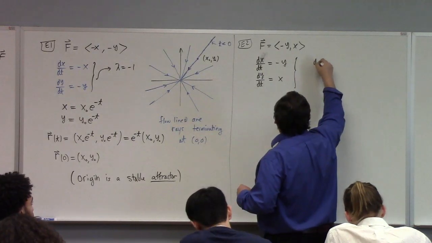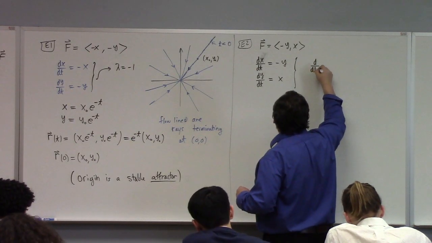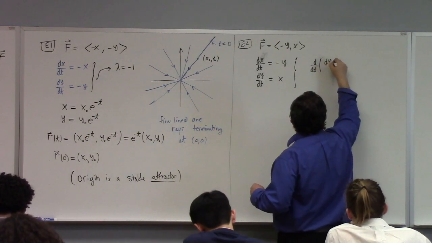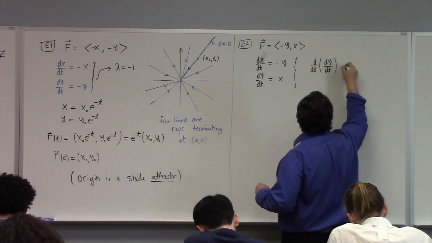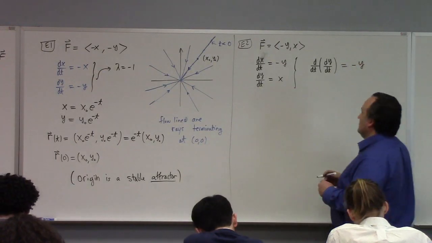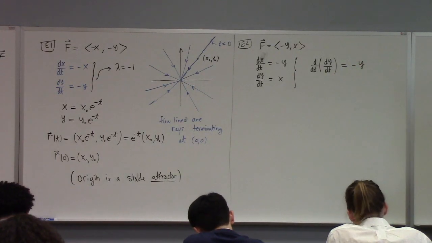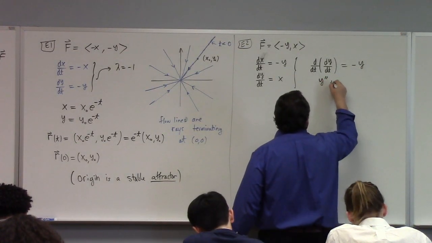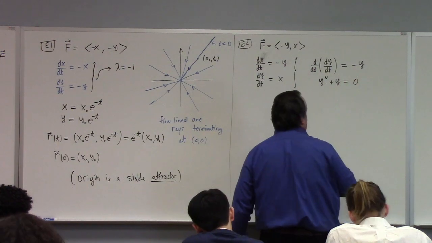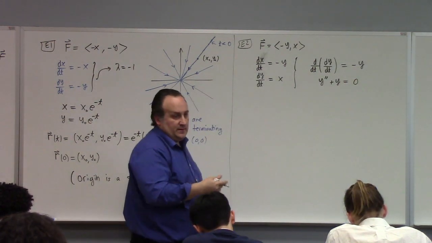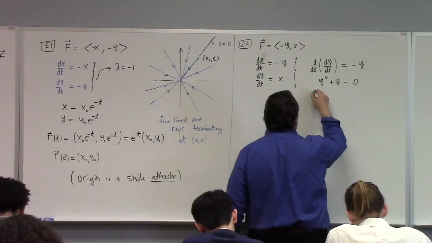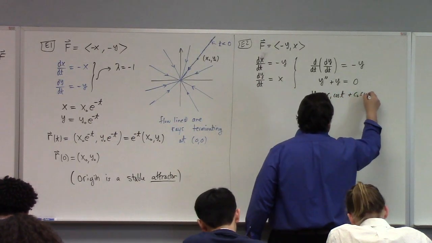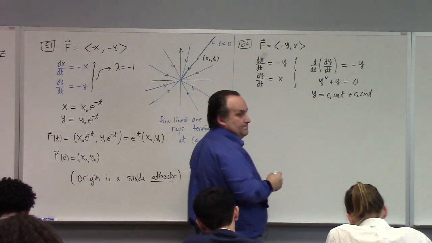How about this? dx/dt, well, you really have d/dt of what? x is what? dy/dt, right? So I can substitute the second equation into the first. And that's super nice because then we're looking at y'' plus y equals 0. We know how to solve that, right? This solution is c1 cos t plus c2 sin t, right?